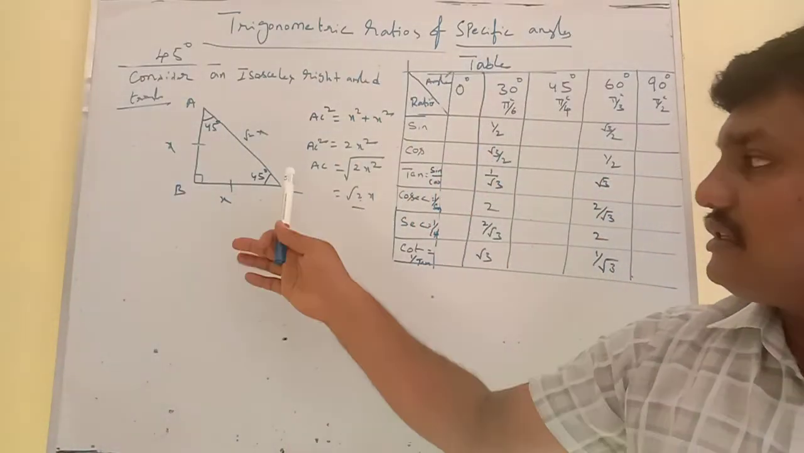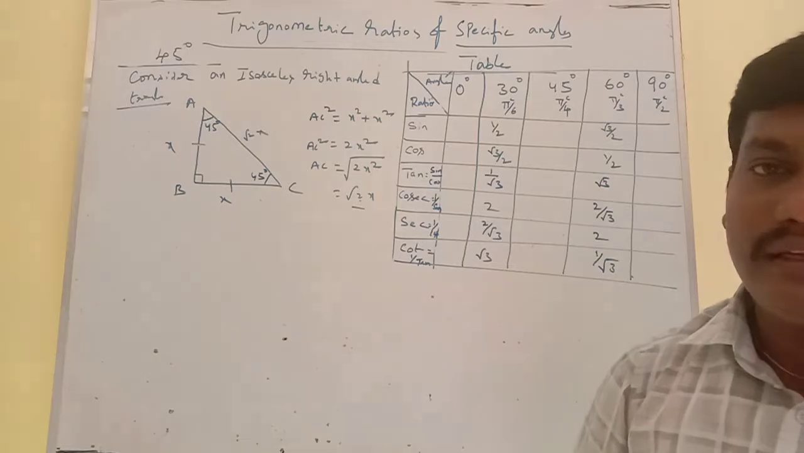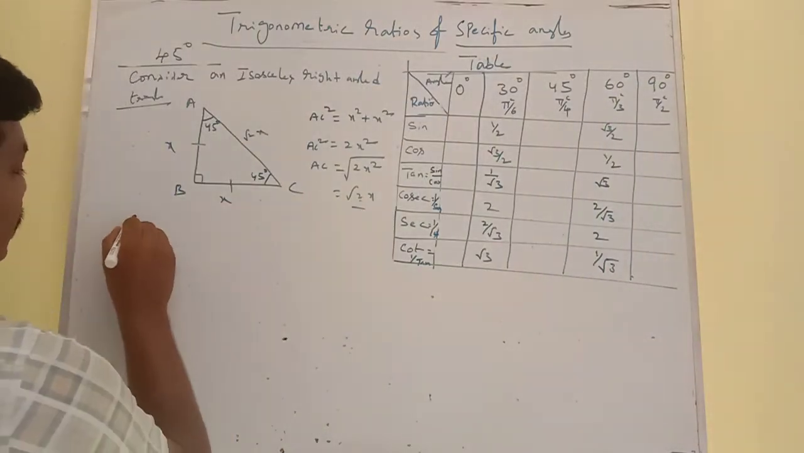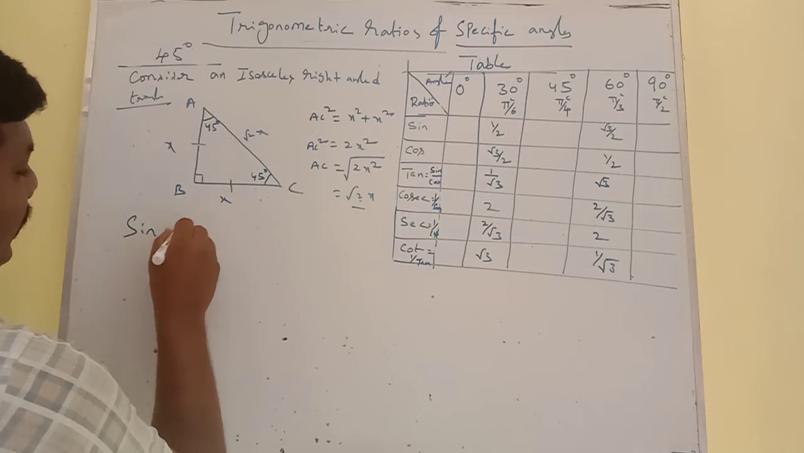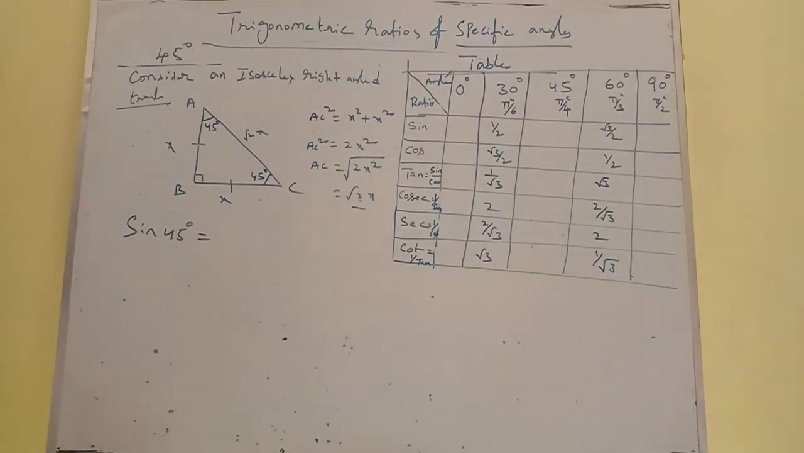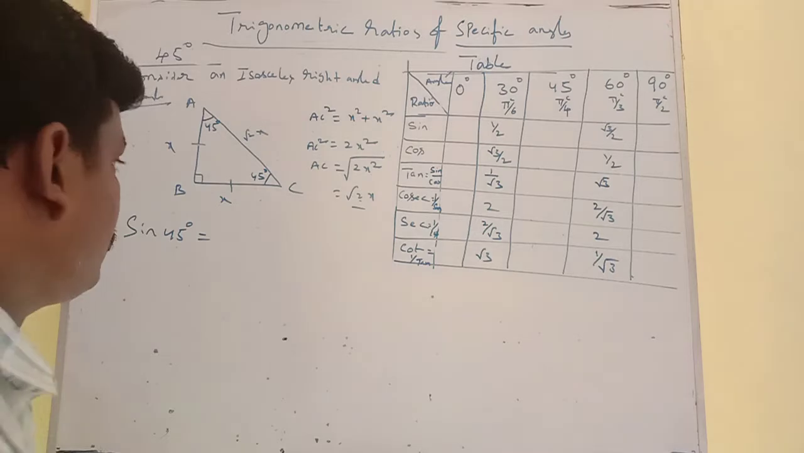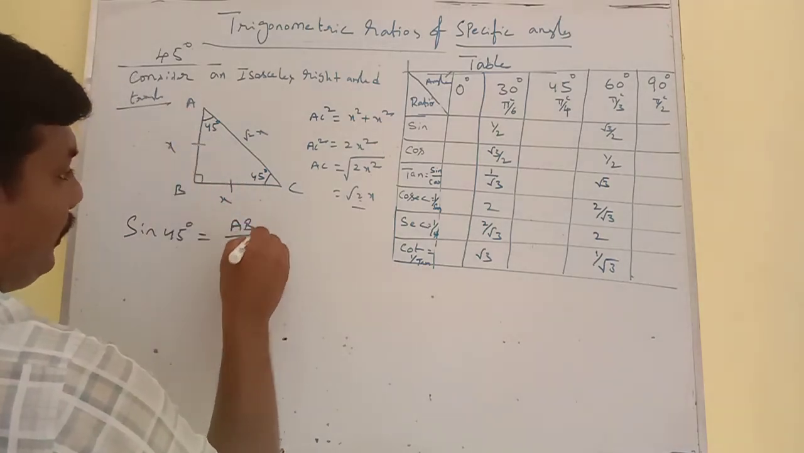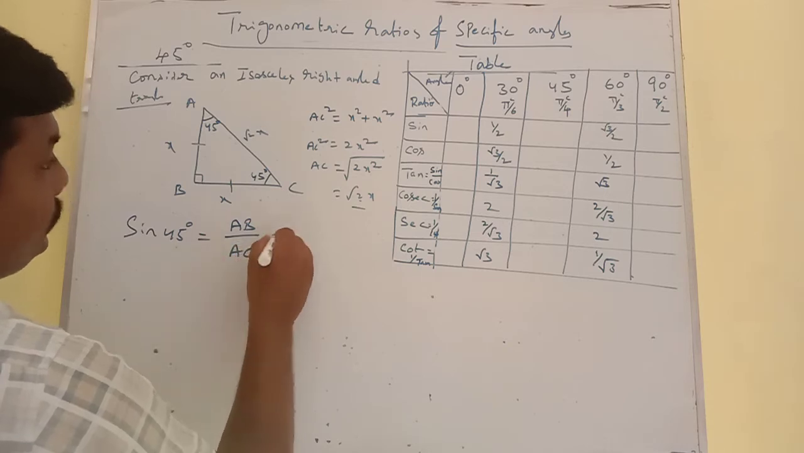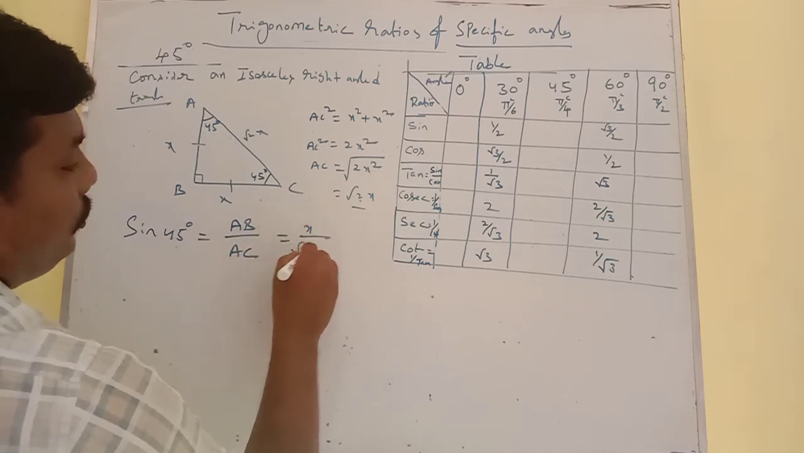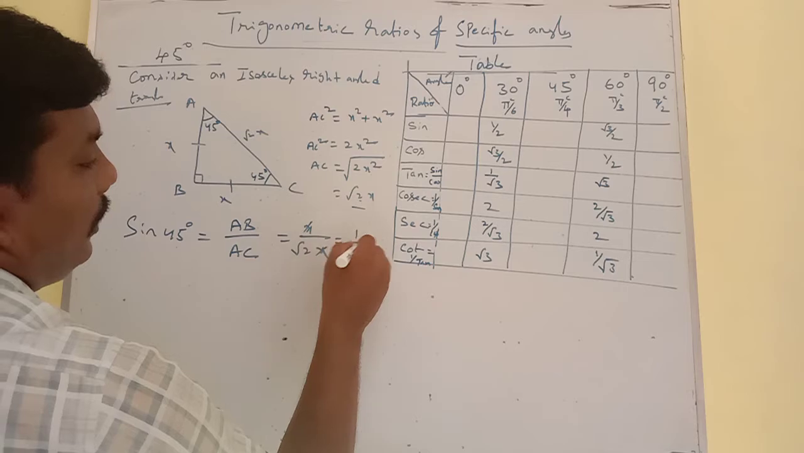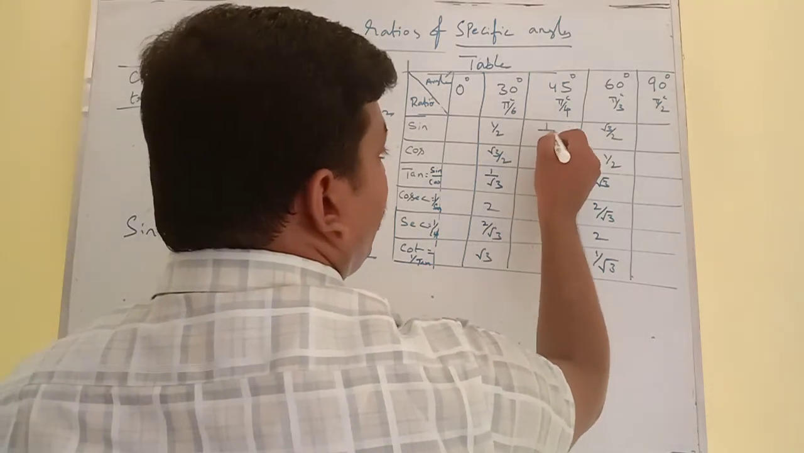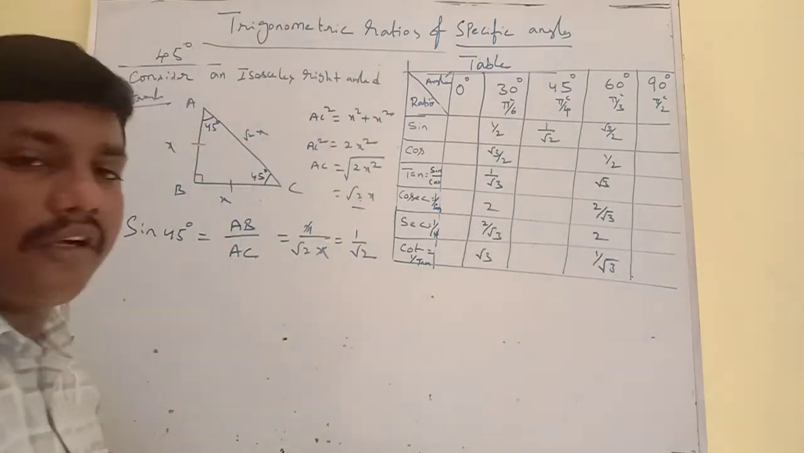Now we need to find sine 45 degrees, cos 45 degrees and tan 45 degrees for this. What about sine 45 degrees? Sine 45 degrees is the opposite side to 45 degrees by hypotenuse. The opposite side is AB, so that is AB by hypotenuse, equals x by root 2 into x. X cancels. The answer is 1 by root 2. This is the value of sine 45 degrees.